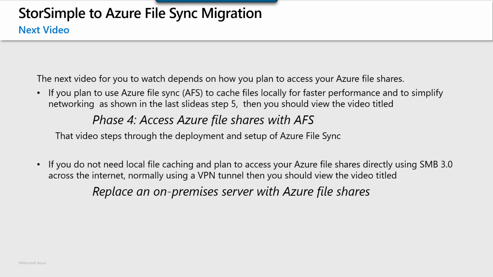If you do not need local file caching and plan to access your Azure File Shares directly using SMB 3.0 across the internet, normally using a VPN tunnel, then you should view the video titled Replace an On-Premises Server with Azure File Shares. In either case, it is important to ensure that for any one share, the migration jobs are complete before you move on to the next phase.